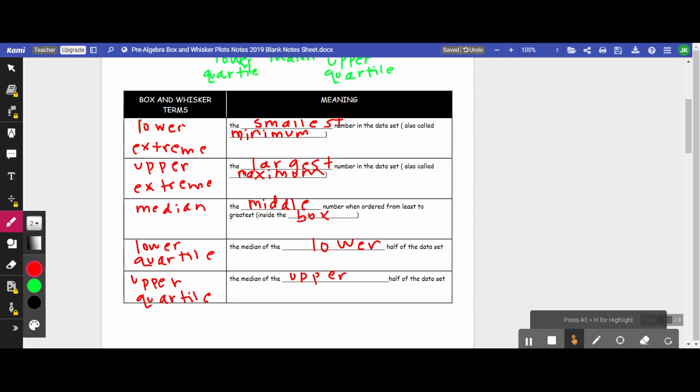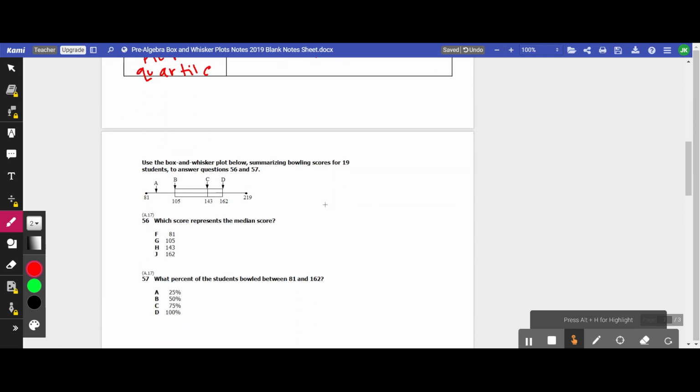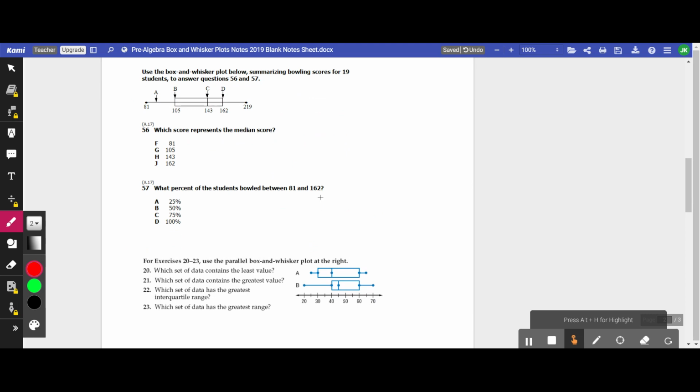Okay, so we're going to look at the next set of questions here. This one tells you to use the box plot below summarizing bowling scores for 19 students to answer both of these questions. The first asks which score represents your median. You have the 5 key points here. Remember, your median will be the line on the inside of the box. The line's at 143, so 143 will be the median.